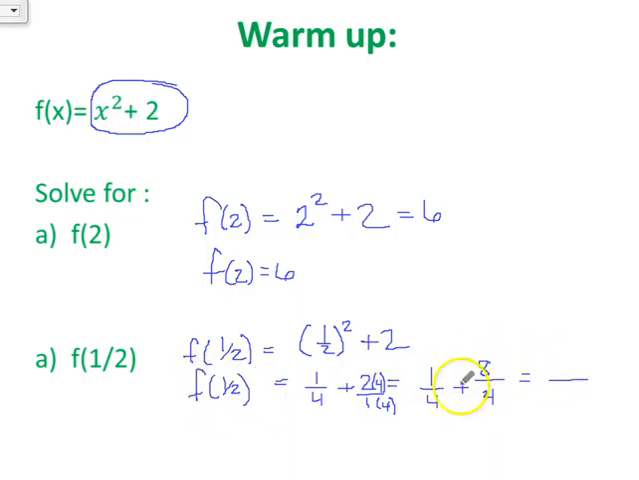And now we can add straight across the top and keep our denominator the same. So 1 plus 8 is 9. We get 9/4. So the function f of 1/2 gives us 9/4. All right, I'm going to go on to the next slide now.